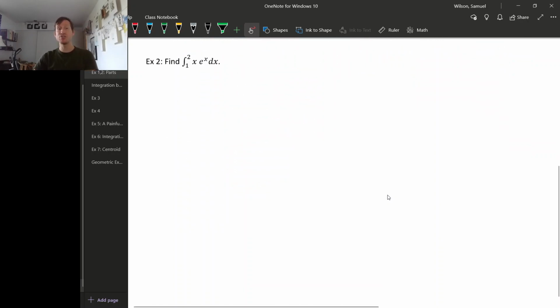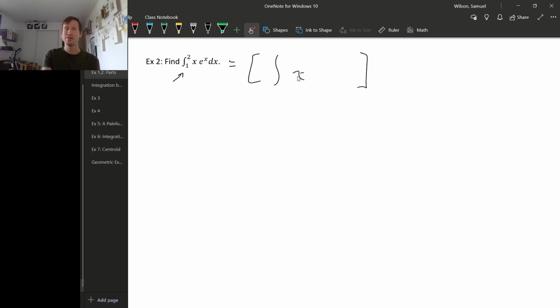Let's find the integral from 1 to 2 of x e to the x dx. So we haven't talked about integration by parts with bounds before, so for a definite integral. But remember, a definite integral is the same thing as an indefinite integral, but then when you're done, you evaluate at your bounds and subtract. So we can use integration by parts on the indefinite integral and then plug in our bounds afterwards. So let's think about integration by parts for x e to the x.